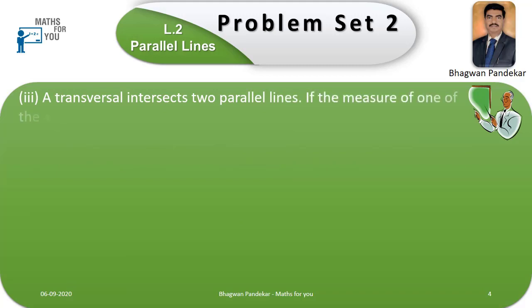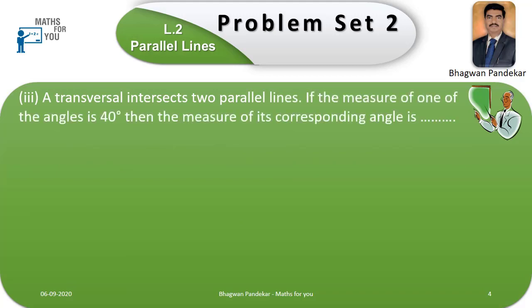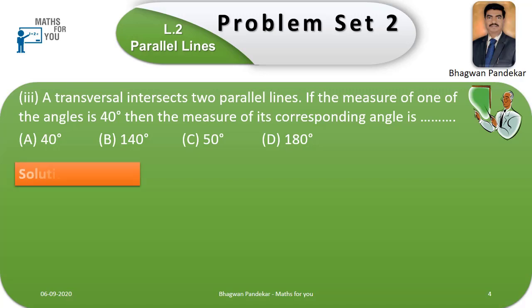Third example, a transversal intersects two parallel lines. If the measure of one of the angles is 40 degree, then the measure of the corresponding angle is. Here the four alternatives are A 40 degree, B 140 degree, C 50 degree and D 80 degree. The correct alternative is A 40 degree.